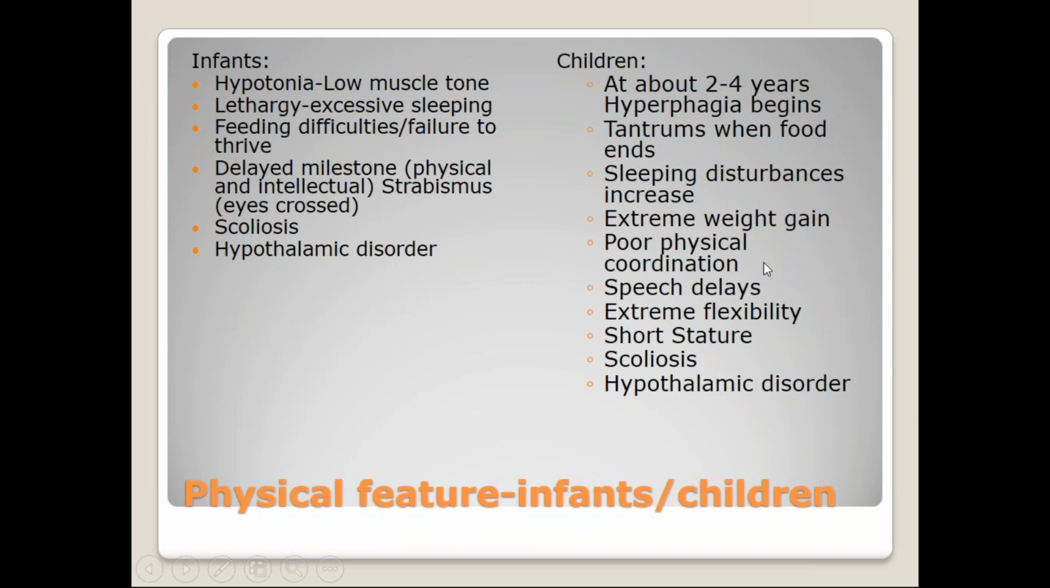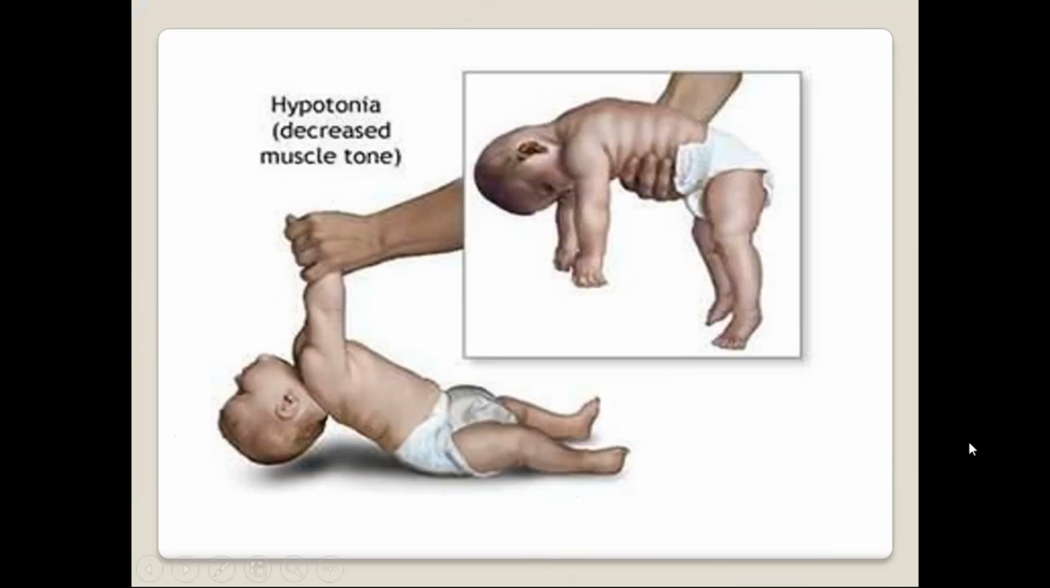There's speech delays, usually poor physical coordination. Ironically, there's extreme flexibility. The child may have short stature, and often though now in this generation, meaning in the 2000s, most children, if the parents choose, are treated with human growth hormone so that they will have more lean mass and they will grow into a little higher stature. And remember though, it won't take away the hypothalamic disorder. I'm about ready to show you what that's all about.